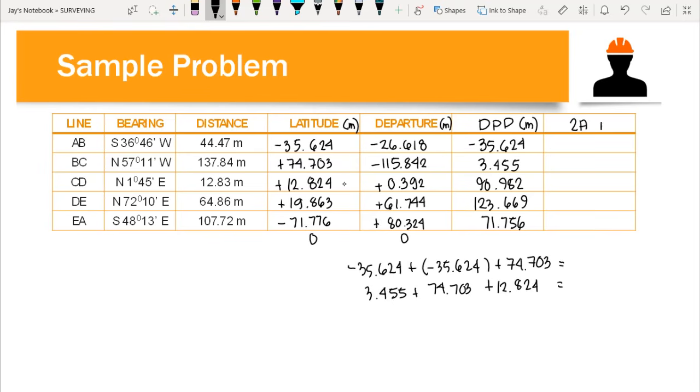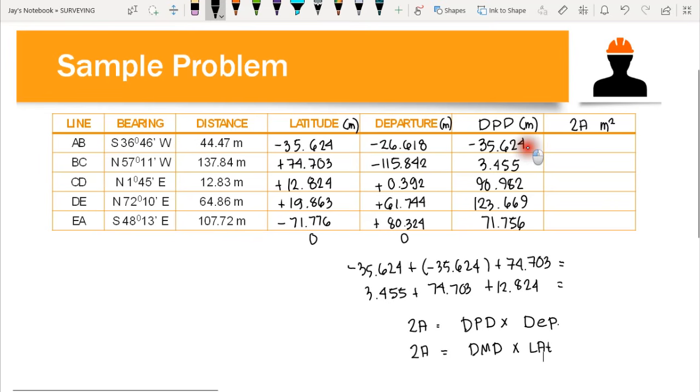So we compute now the double area. Okay, this is in terms of square meter. To compute for double area, this is basically equal to DPD times the departure. In contrast with DMD, the double area is equal to DMD times the latitude. Again, this is for the DMD. Since we are using DPD, we multiply negative 35.624 here and the departure, negative 26.618.